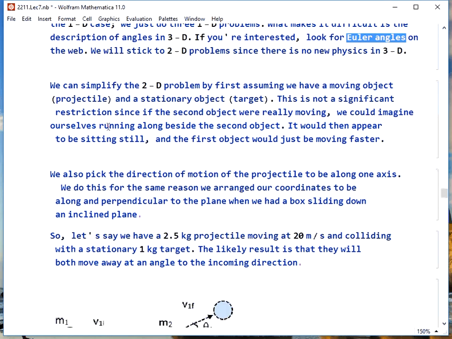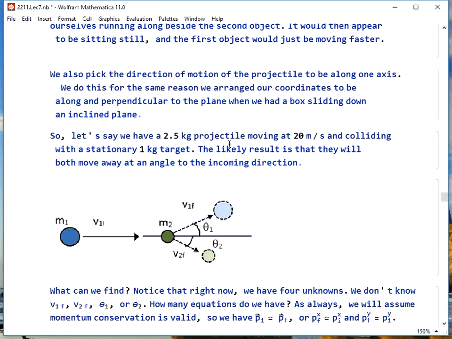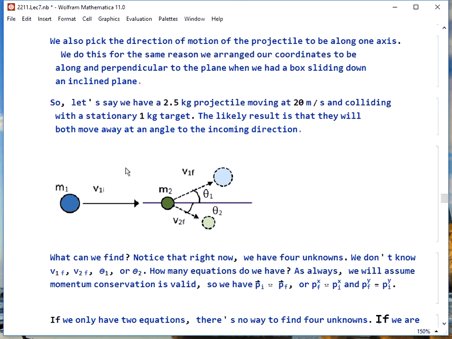We simplify the 2D problem by first assuming we have a moving object and a stationary object. The moving object is a projectile, stationary is the target. This isn't really as big a restriction as it may sound like because if they were both moving, you could just imagine that you're riding along on the second object or you're running along beside it. You would then see it as sitting still and the first object would be faster. To be smart, we also pick the direction of motion along the x-axis to be the direction of the incoming projectile. This is just to make the math easier when we get further below.